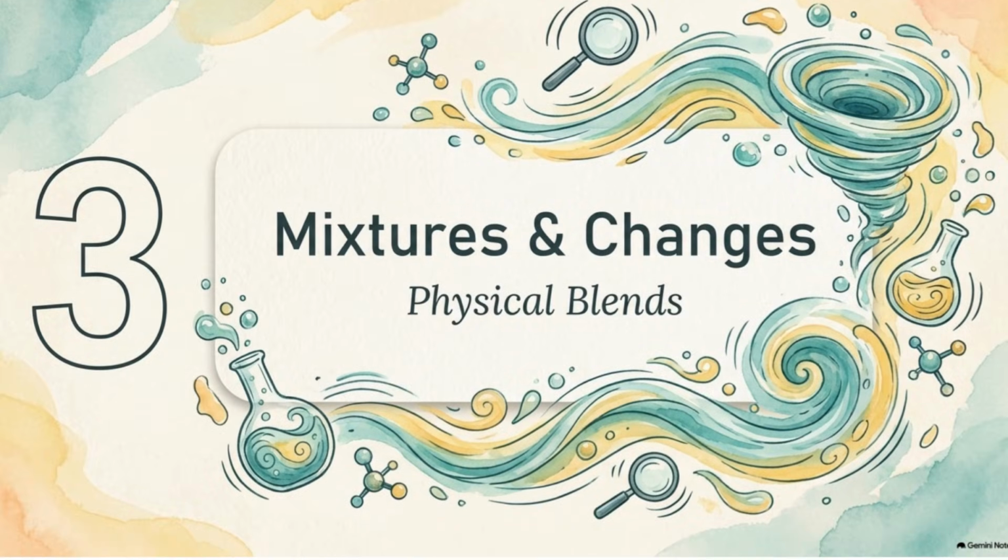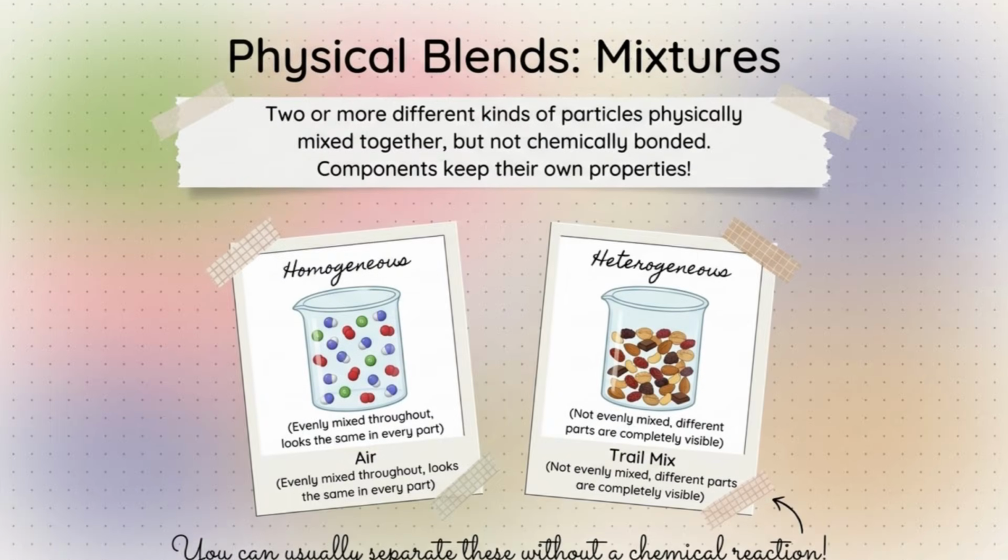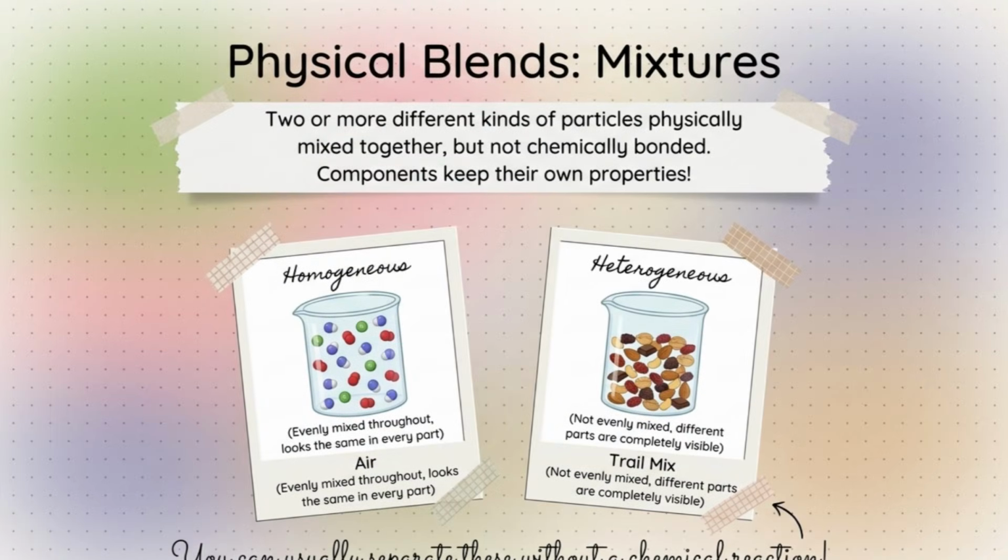Chapter 3, Mixtures and Physical Changes. But what happens when things mix together without actually holding hands? Well, unlike compounds, in a mixture, particles are physically combined, but they are not chemically bonded, meaning they keep their original identities. A homogeneous mixture is evenly blended, like the invisible gases making up the air we breathe. A heterogeneous mixture, on the other hand, is chunky and uneven. Think of a handful of trail mix. Because there are no chemical bonds holding them together, you can usually separate mixtures pretty easily.